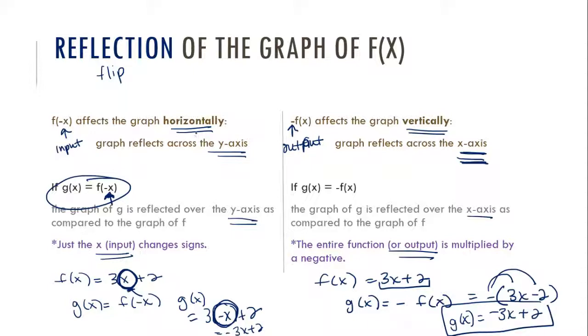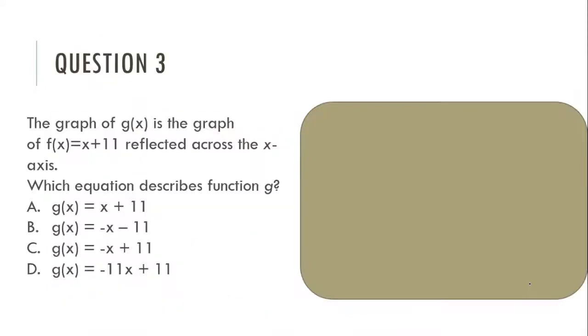So if you're reflecting horizontally about the y-axis, you're just changing the sign of the x or the input. If you're reflecting vertically across the x-axis, you're changing the sign of the entire function. So you have to multiply that negative through to all of the terms of the function.